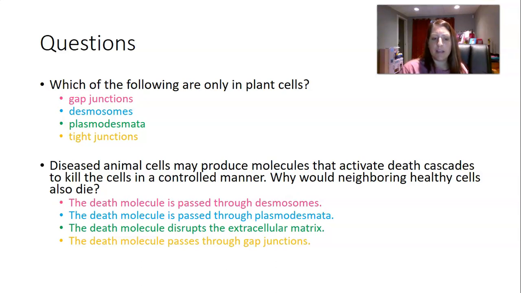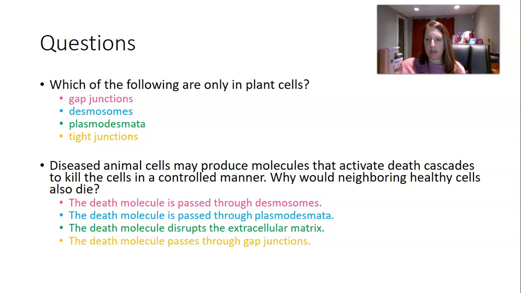Okay, last question. Diseased animal cells may produce molecules that activate death cascades to kill the cells in a controlled manner. Why would neighboring healthy cells also die? This is a good application question. In pink, the death molecule is passed through desmosomes. The death molecule is passed through plasmodesmata. The death molecule disrupts the extracellular matrix, or yellow. The death molecule passes through gap junctions.